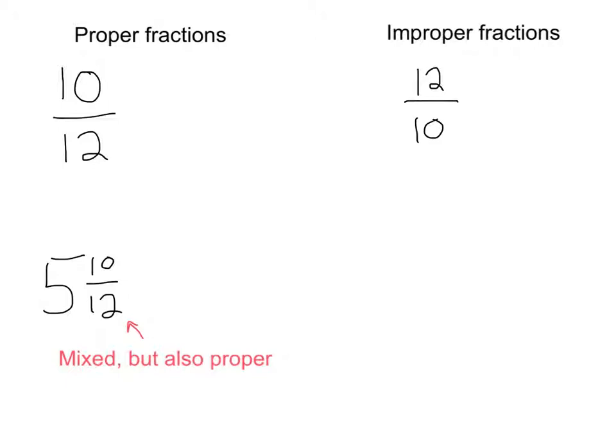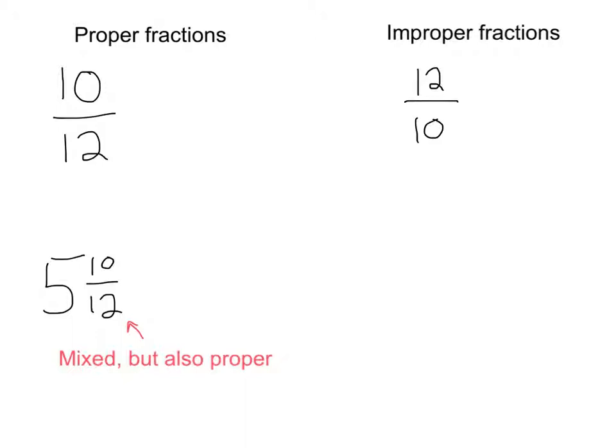And remember, the proper fraction is called a proper fraction because the number on top, so our 10 up there, is much smaller than the number on the bottom, our 12 down there at the bottom. So that's why it's considered proper. Down here below that you see the 5 and 10/12 is also considered a proper fraction.